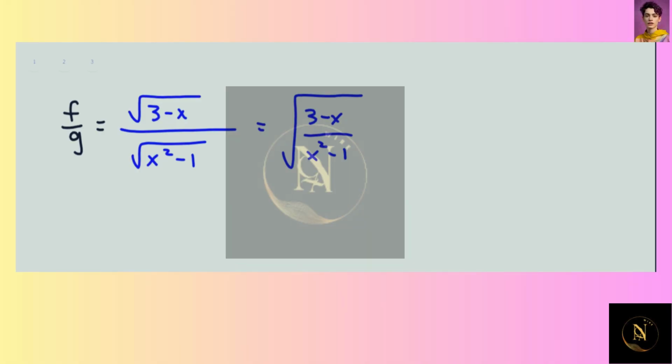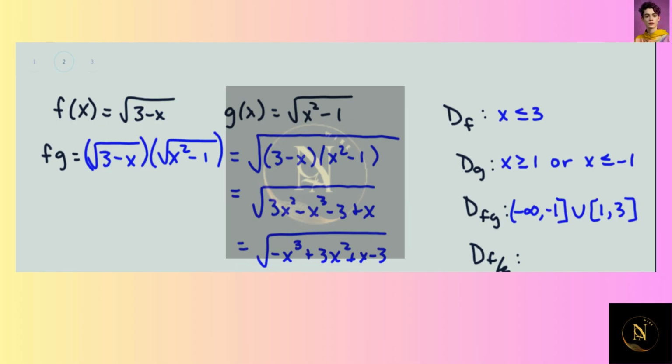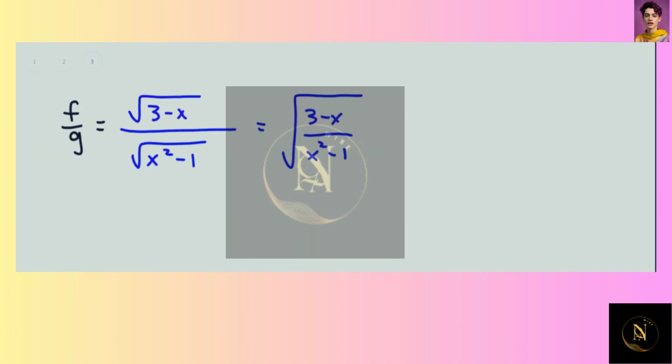Now, how about the domain? So remember in the previous problem, all we had to do to get the domain of f plus g, f minus g, and f times g was to find the intersection of the two separate domains. But that's not the case for the quotient. For the quotient, you also have to consider that g cannot equal 0 because you can't have 0 in the denominator. That means we can't have x equals 1, we can't have x equals negative 1.